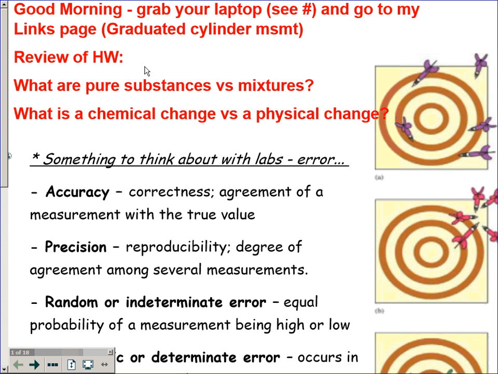Okay, so a pure substance is either a compound or an element. An example of an element could be something like iron. If somebody could give me an example of a compound with iron in it.